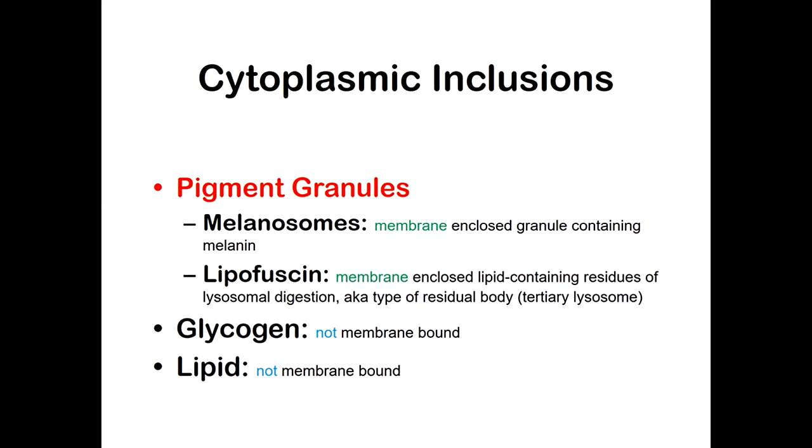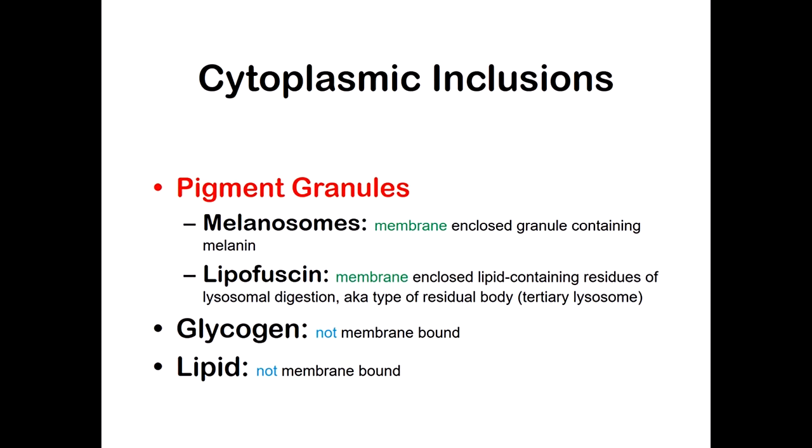Okay, cytoplasmic inclusions. Sometimes we see rounded structures called melanosomes and lipofuscin. These are membrane-bound. Melanosomes give rise to pigmentation of the skin. Lipofuscin has several names. Basically, lipofuscin is also called a residual body, which is a lysosomal enzyme that has digested until nothing's left to digest, and it's just compacted remnant material, like the garbage that's just stored in the cell. So lipofuscin has the term residual body or tertiary lysosome. That's the remnants of lysosomal degradation.